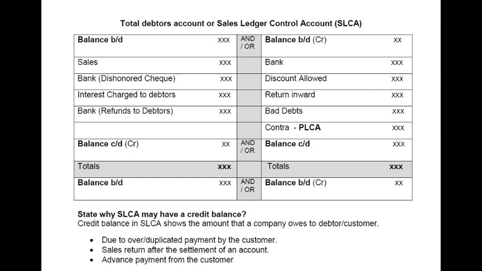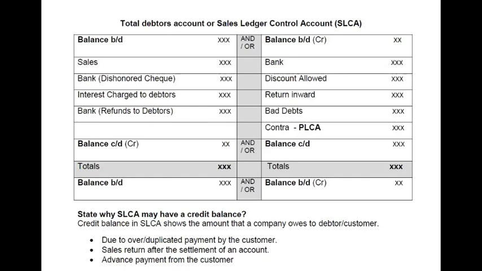A collective account for all debtors is known as the sales ledger control account. The short form is SLCA. Now SLCA is an account for all debtors combined. Now we have two sets of accounts. Individual accounts are in the sales ledger for customers and the purchase ledger for suppliers, and the combined account for customers, the sales ledger control account, is in the general ledger.